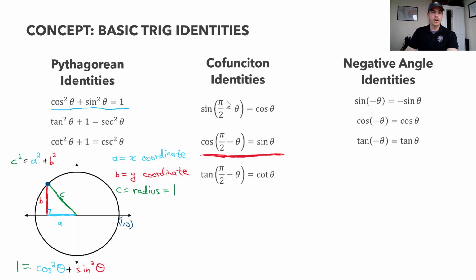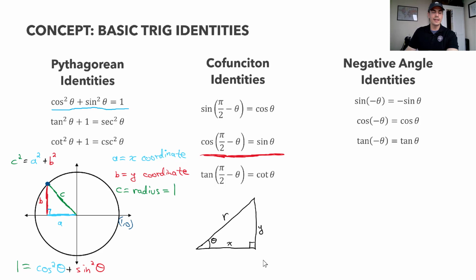Now let's take a look at our cofunction identities. So our cofunction identities state that if I have the cosine of, say, pi over 2 or 90 degrees, we're going to look at 90 degrees right now, minus theta, that is equal to sine of theta. Okay, so let's prove what this means here.